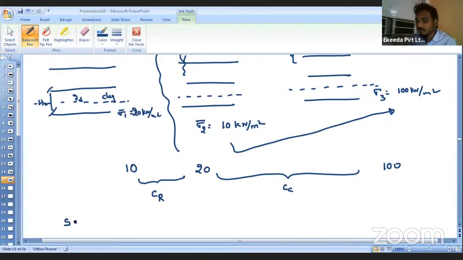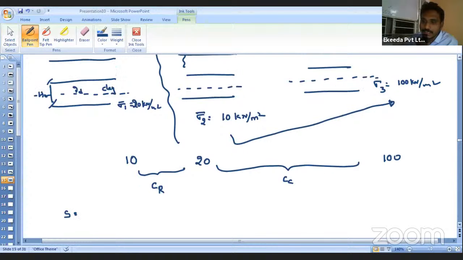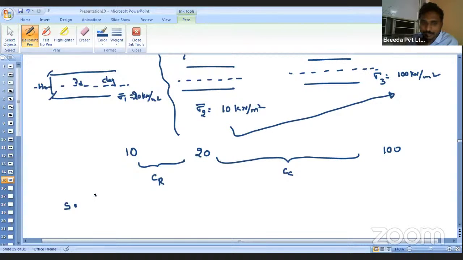That means from 10 to 20, what about the settlement? And from 20 to 100, what about the settlement? From 10 to 20, the soil is already pre-consolidated. Here we have to use the recompression index. That's it. Again, reframe the equation. Nothing but the initial thickness H naught, as it is pre-consolidated, Cr divided by 1 plus e naught, into log 10 of, what is the final one? 20 divided by 10.